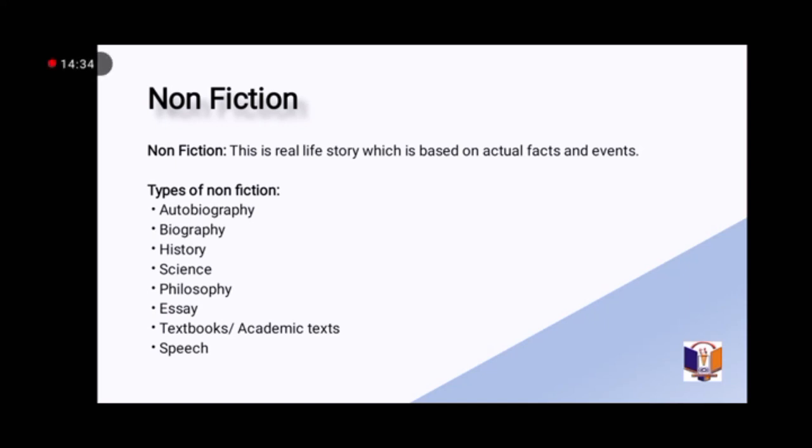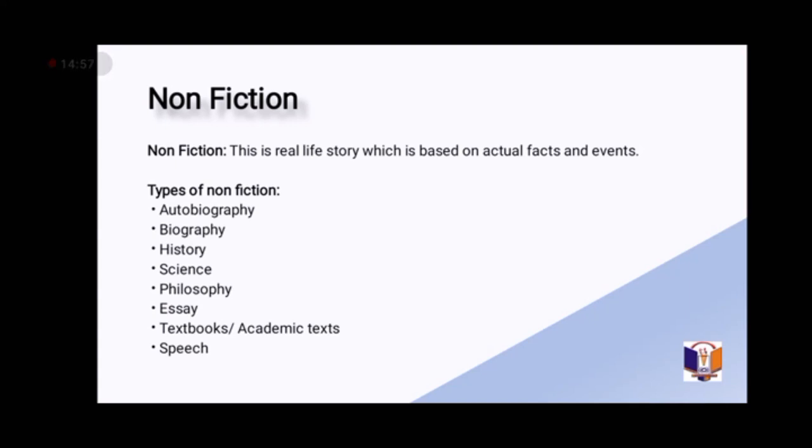We have essay. You write essays. You may be asked to write an essay of what happened in your school. You tell us exactly what happened. They are real life stories. Then you have textbooks and academic texts. These are textbooks that you use that will never deceive you. They are real life stories because they are there for you. They are there as a reference point. So they are real life stories.